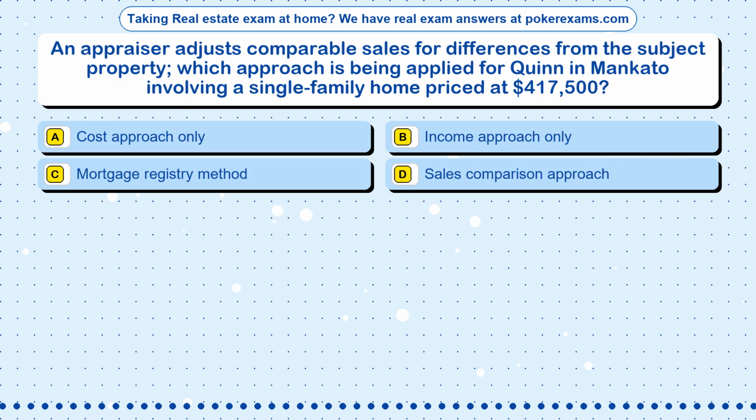Question 84. An appraiser adjusts comparable sales for differences from the subject property. Which approach is being applied for Quinn in Mankato involving a single-family home priced at $417,500? Option A, cost approach only. Option B, income approach only. Option C, mortgage registry method. Option D, sales comparison approach.